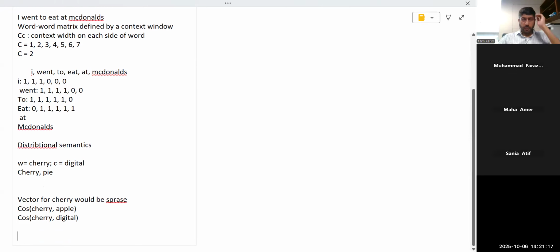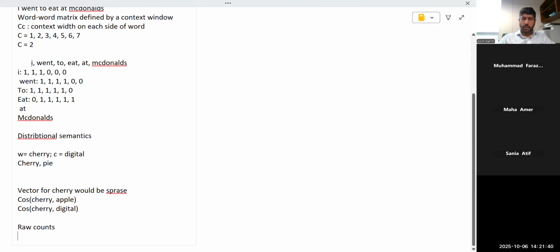Okay, one final thing before I move on to the Word2Vec thing. So far, I have built this word context matrix using raw counts. Raw counts are fine, but in practice, people have found that you should use some other measures. So I briefly mentioned one measure.